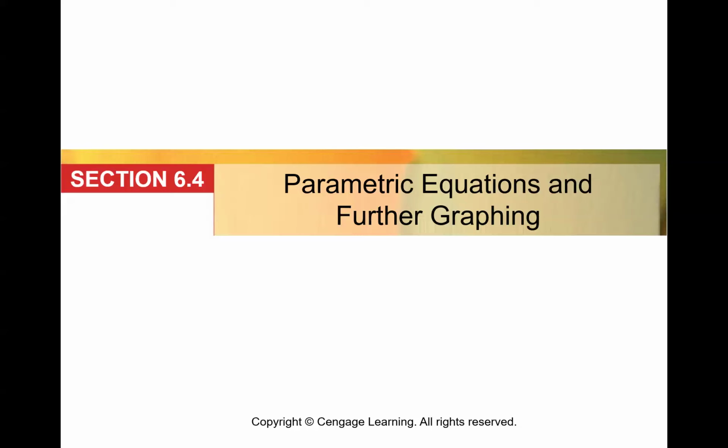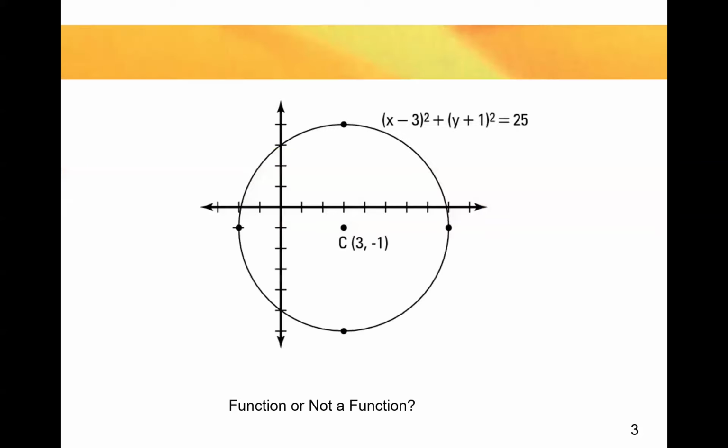Just real quick here, parametric equations. This is gonna be fun. So 6.4 parametric equations and further on graphing, something you guys have never done before. Do you guys remember what the graphing rule is to determine if a graph is a function? It's the vertical line test. Yes, the vertical line test. So if we are to make functions, they have to pass the vertical line test. So obviously, does this pass a vertical line test?